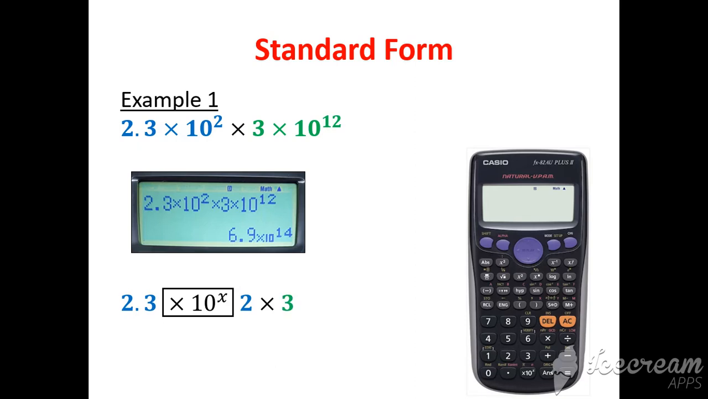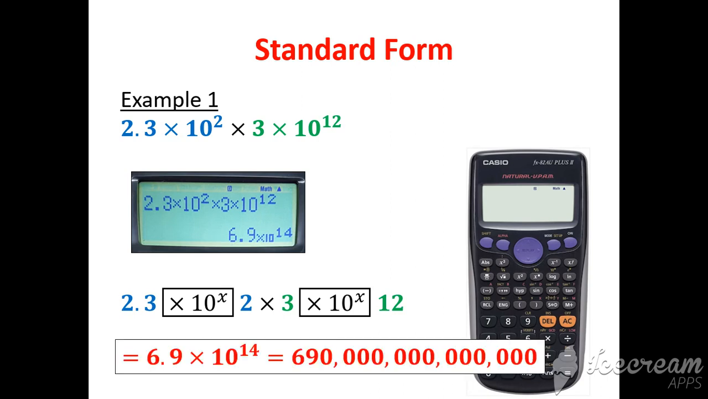Then we type in 3. Push our standard form button once more, and then type in 12 to get a power of 12. After you've done all that, when you push equals, you should get the answer of 6.9 times 10 to the power of 14, which is equivalent to the number 690 trillion.